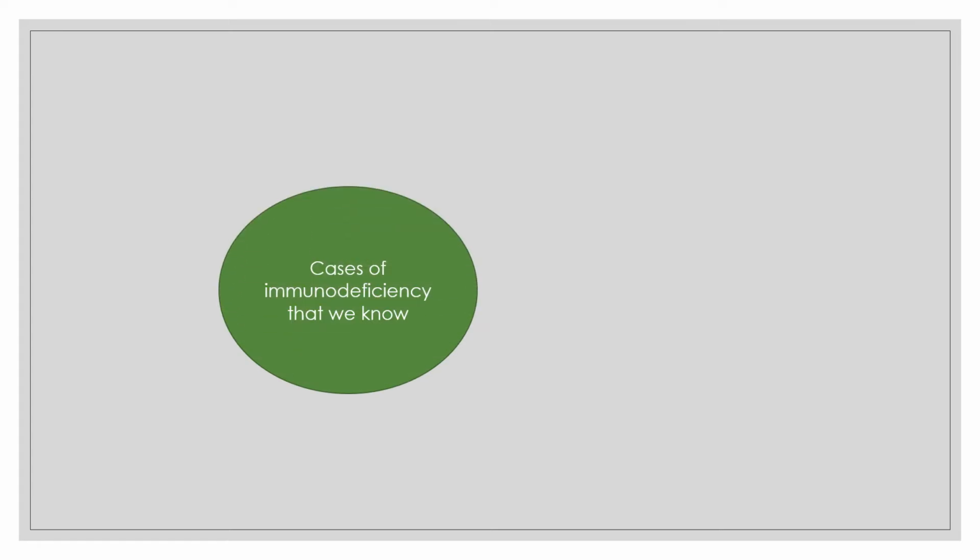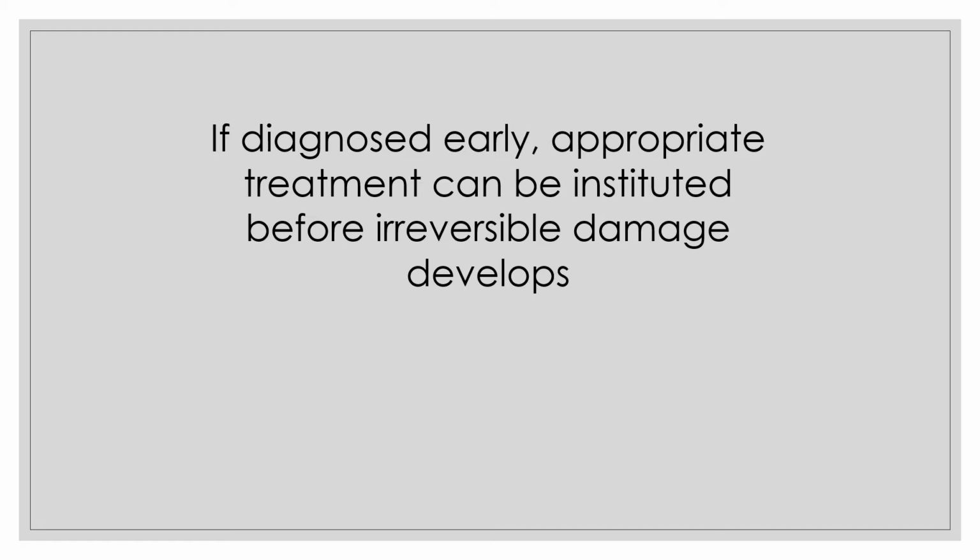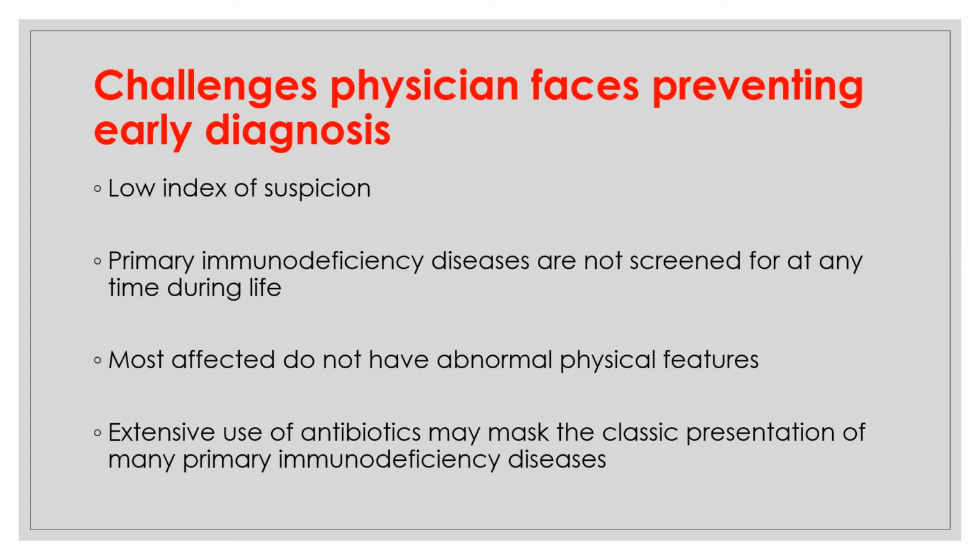Okay, so let's start. Now, the number of children suspected of having primary or secondary immune deficiency far exceeds the number of actual cases or the numbers you can find in books, because most patients with recurrent infections don't have an identifiable immune deficiency disorder. If immunodeficiency is diagnosed early, appropriate treatment can be instituted before irreversible damage happens.